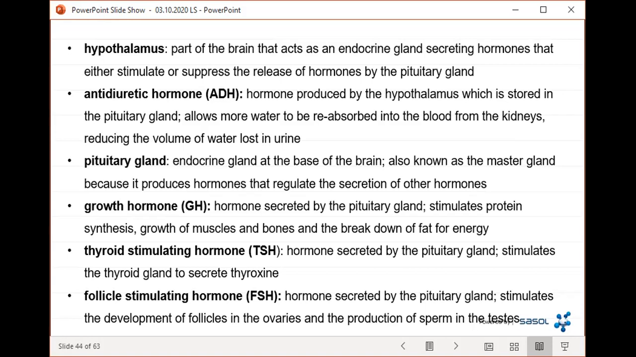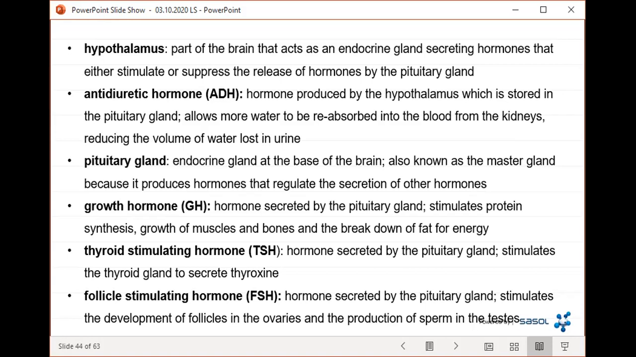Okay, then the pituitary gland, the endocrine gland at the base of the brain, also known as the master gland, because it produces hormones that regulate the secretion of other hormones. Then we have growth hormone, the hormone secreted by the pituitary gland. It stimulates protein synthesis, growth of muscles and bones, and the breakdown of fat for energy. Then thyroid stimulating hormone, secreted by the pituitary gland, stimulates the thyroid gland to secrete thyroxine.